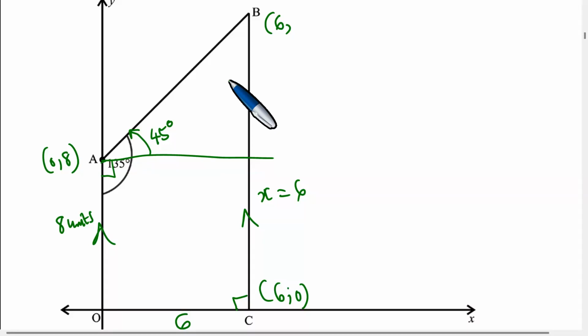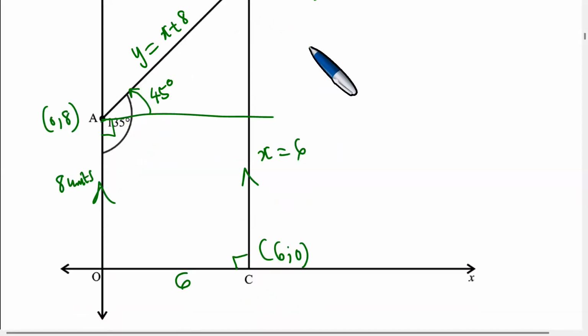The y coordinate we are able to get, because we already know the equation of the line AB, which is y equals x plus 8. If you want to get y, substitute x here. So it's going to be 6 plus 8, which is exactly 14. So the coordinates of B are exactly (6, 14).